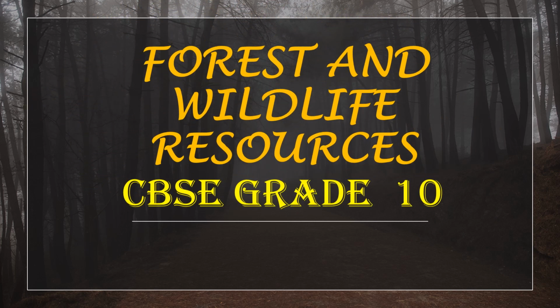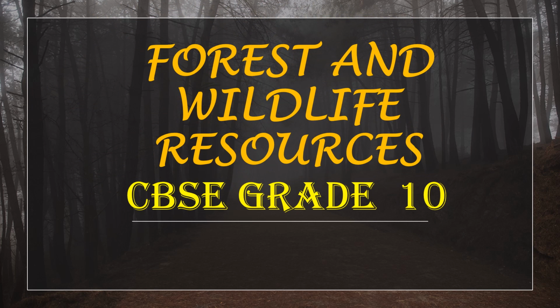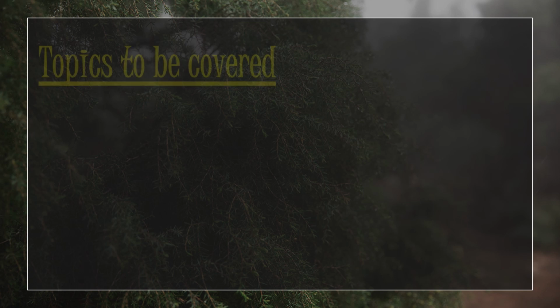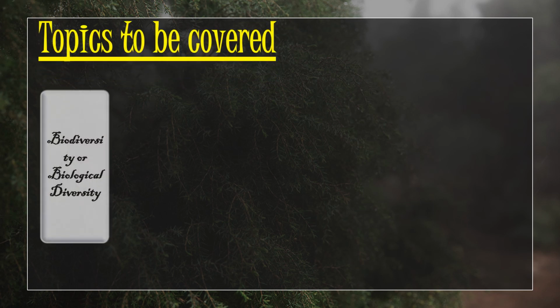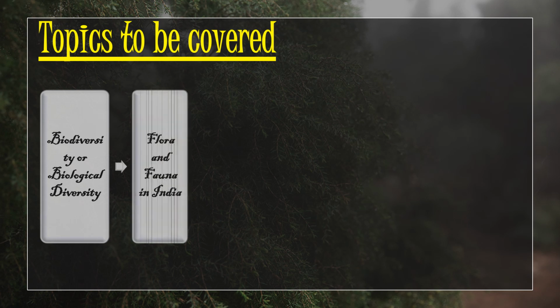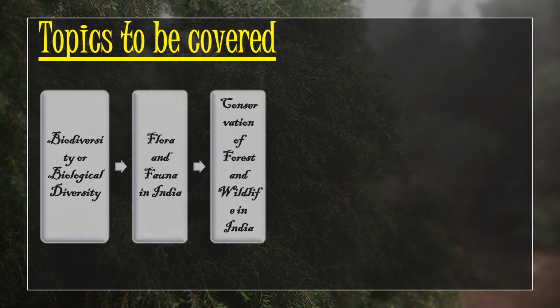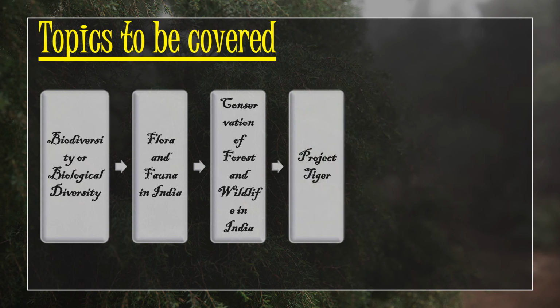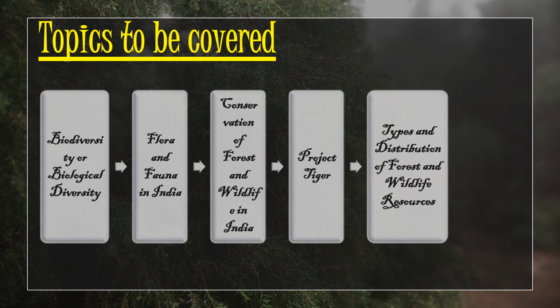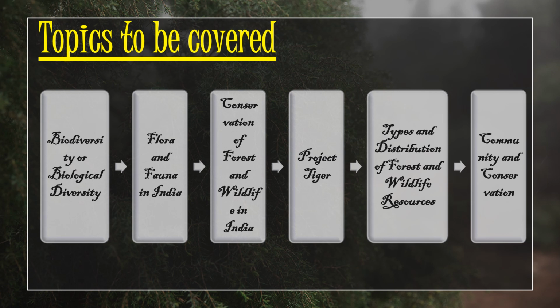And today we are going to discuss the Forest and Wildlife Resources chapter, Grade 10 CBSE, in brief. The topics we are going to cover are biological diversity, flora and fauna in India, conservation of forest and wildlife in India, Project Tiger, types and distribution of forest and wildlife resources, and last but not least, community and conservation. One by one, we are going to discuss the chapter.